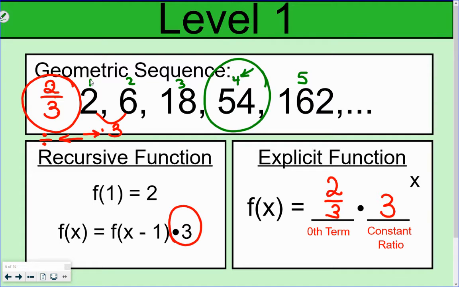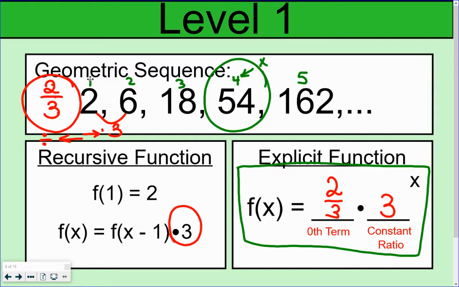The 4, when that's my term, that is my x value. So I'm going to take my explicit function here and test it. Grab a calculator. Any calculator will do. I'm going to pull mine up now. I have to walk over to my computer, so let me do this. And the function is 2/3 times 3 to the power of x.